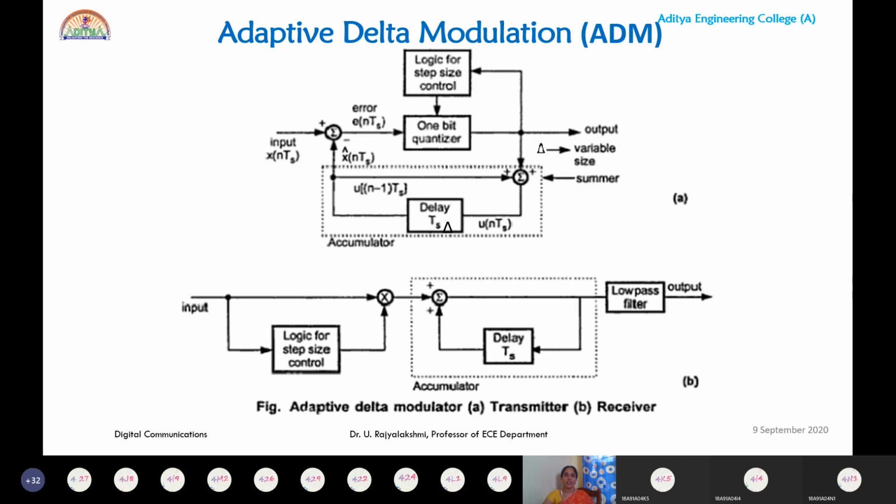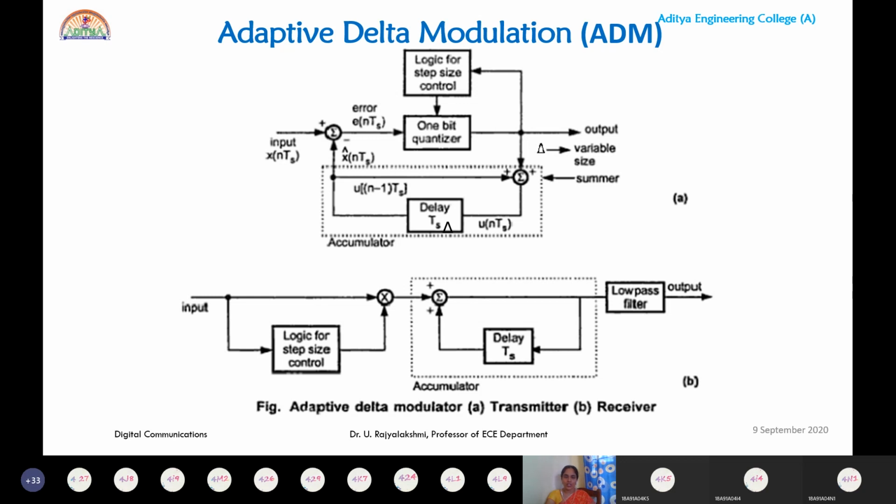But here what we will do, the output of the 1-bit quantizer is fed back to the logic circuitry, so that it will control the step size. What we'll do there, we'll write some logic. That logic should be such that our staircase waveform magnitude is very high for higher magnitude variations of x of t, and for low magnitude variations of x of t, the step size should reduce. Like that, a logic should be written here.